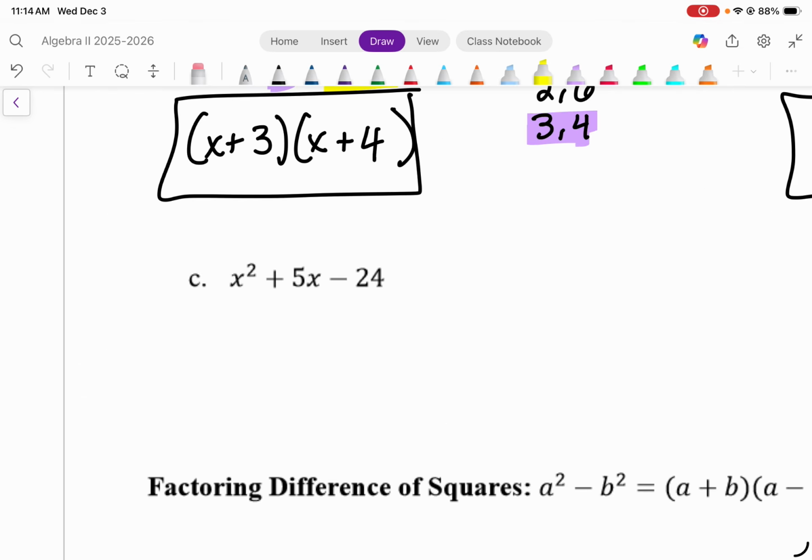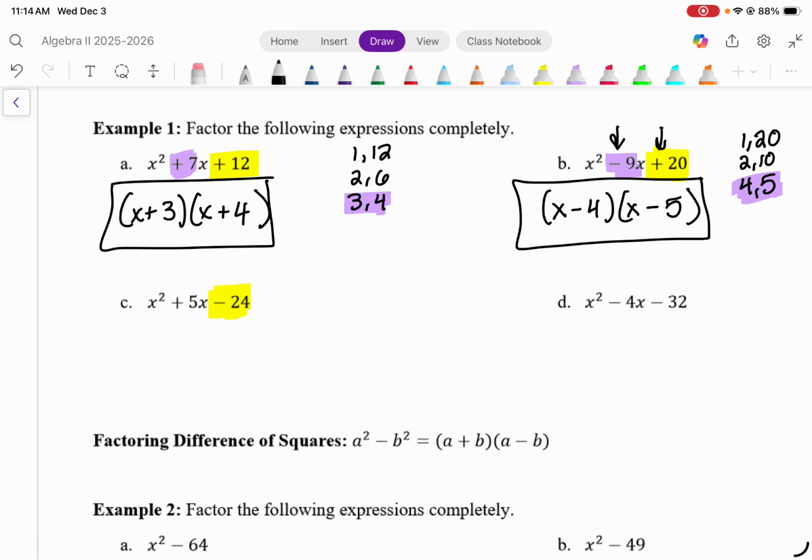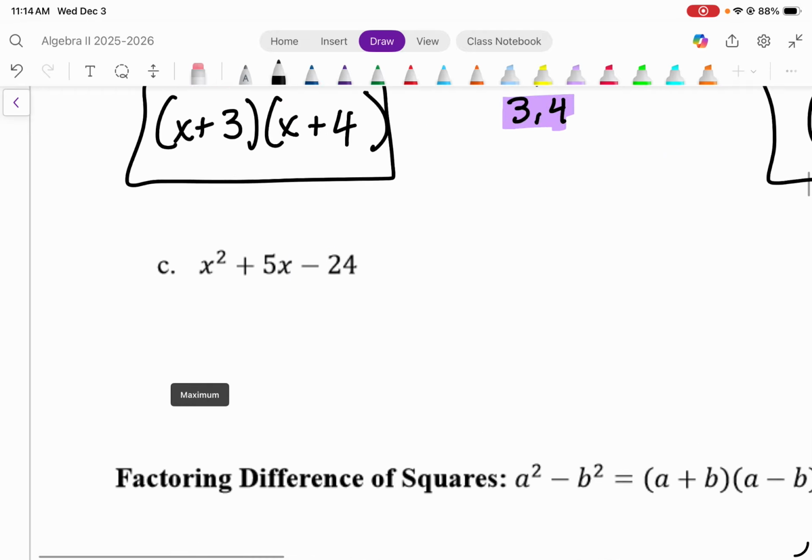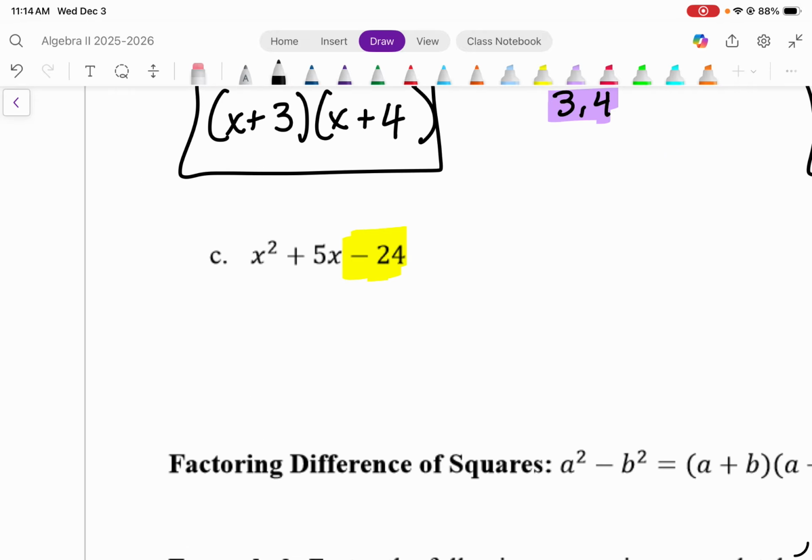Okay, and then our next one, we have the negative 24. So actually, you can try these last two on your own. If you feel confident, you can skip ahead and check your answers. But for this one, we want them to multiply to negative 24 and then add to 5. So we would have 1 and 24, 2 and 12, 3 and 8. And if I look, these ones I could subtract to get 5.